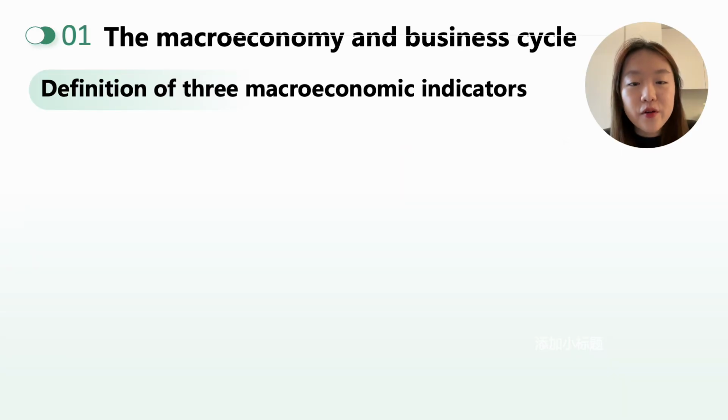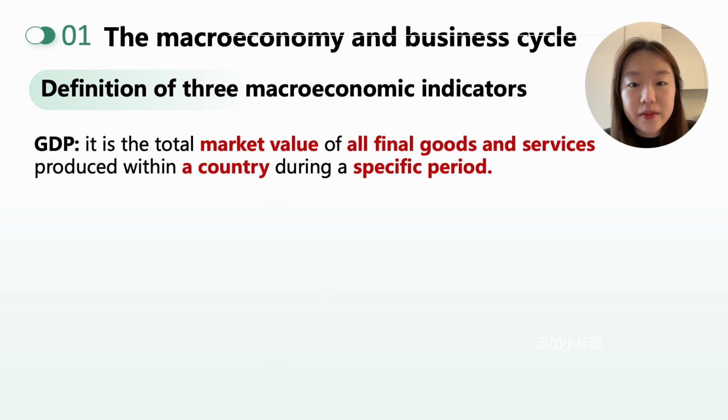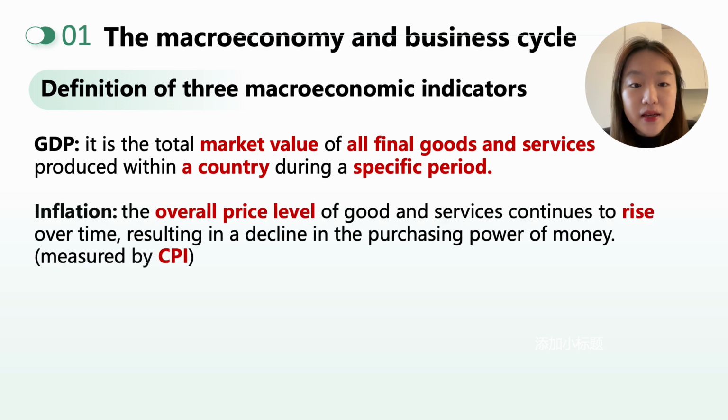In this part, I will introduce 3 key macroeconomic indicators. The first indicator is GDP. It is the market value of all final goods and services produced within a country during a specific period. The second indicator is inflation. It refers to the phenomenon that the overall price level of goods and services continues to rise over time, resulting in a decline in the purchasing power of money.